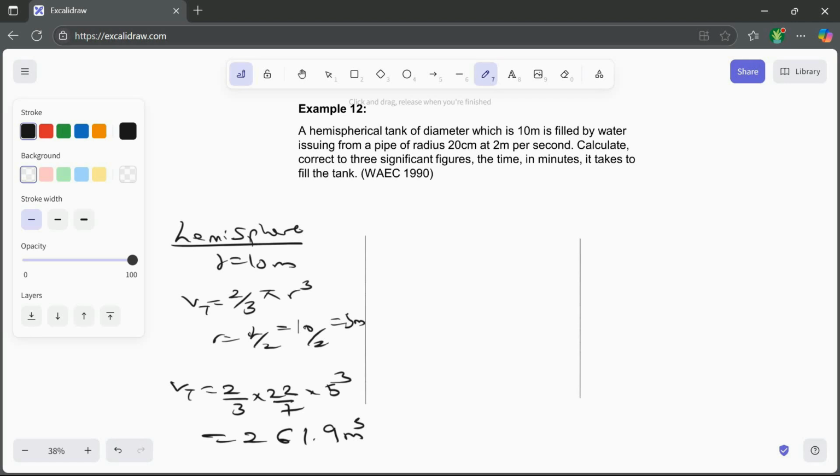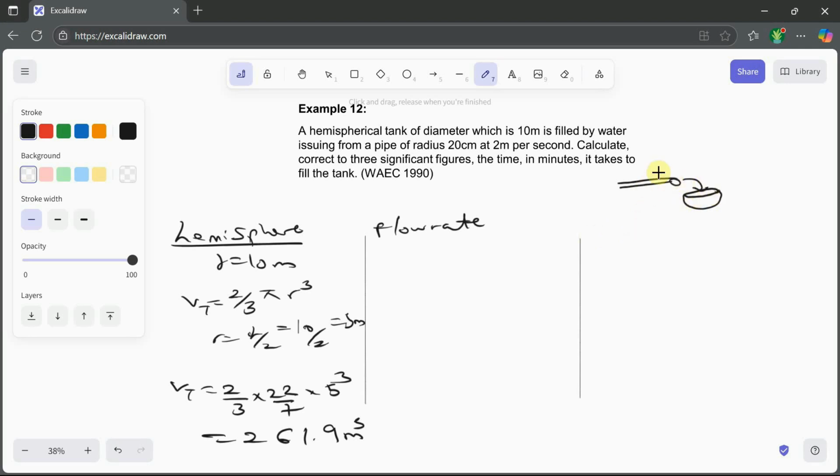Now that we have this, the next thing we're meant to find is, I know this is a very tricky question, but we've not solved something like this before. There is something called flow rate. The water is coming at a radius of 20 centimeters at 2 meters per second. Physics students should be familiar with this. What is the flow rate? So you know, there is a pipe, and our water is coming into our hemispherical tank.